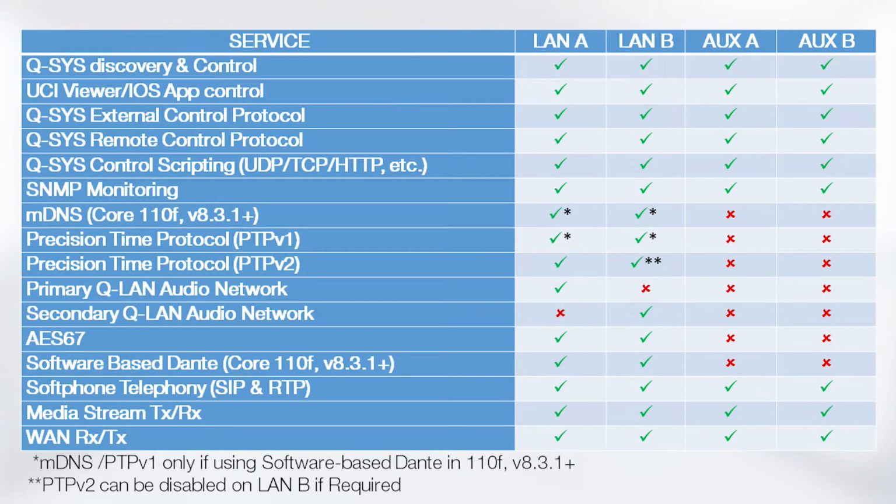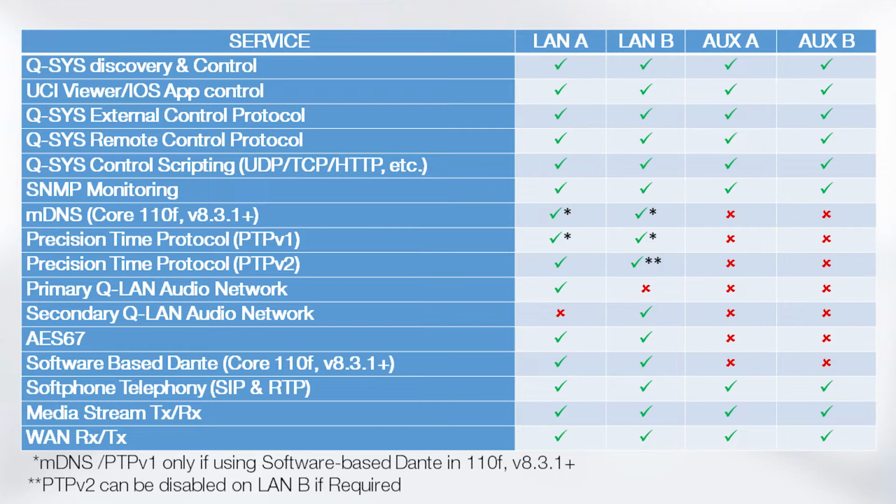This chart lists a number of the service types supported by Q-SYS and exactly which of the network connections support them. The simplest way to understand the limitations is this. LAN A is always the primary Q-SYS network connection. It supports all services required except for the secondary audio network.